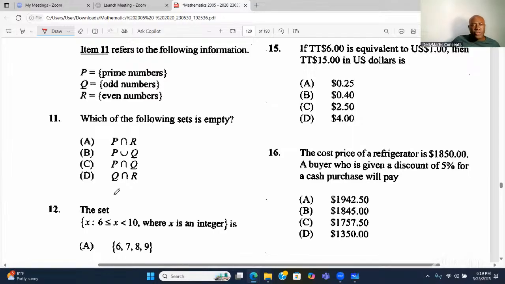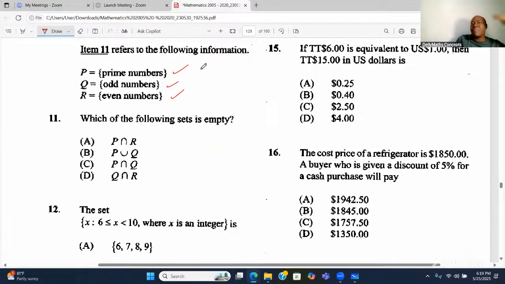All right, let's go through. So it says here that item 11 refers to the following information. So we have prime numbers, we have odd numbers, we have even numbers. That's what we're dealing with, P, Q, R. Now it says, which of the following sets is empty?